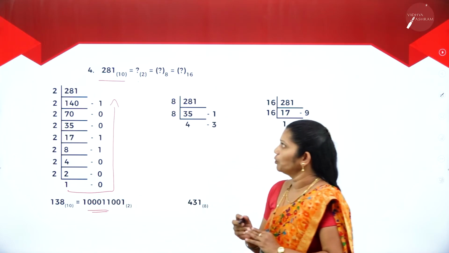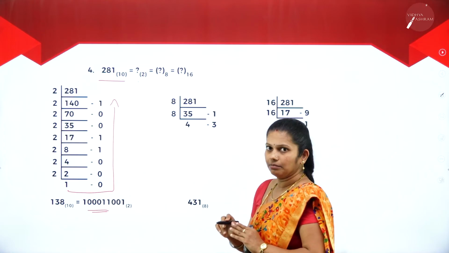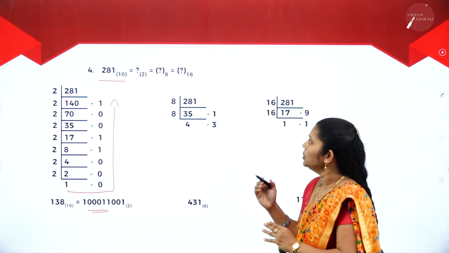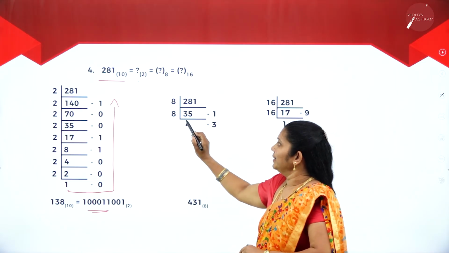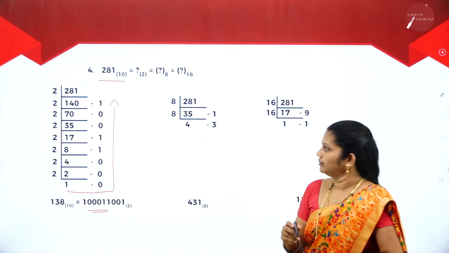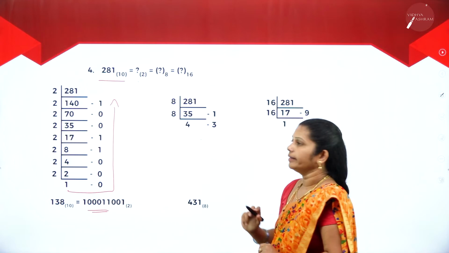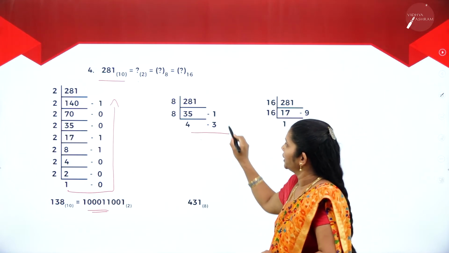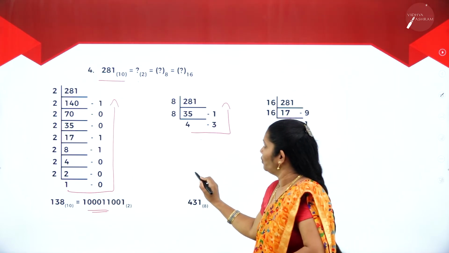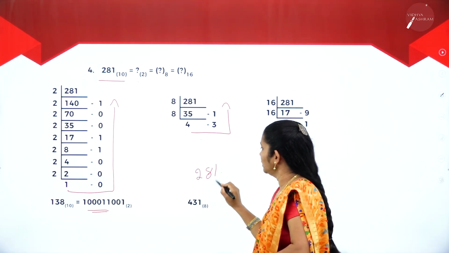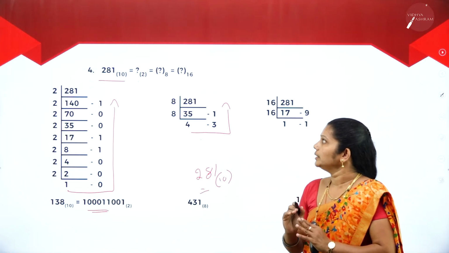In the same way, we have one more conversion for that 281. That's a decimal number. We want to convert this into an octal number. Then once again divide that 281 by 8. Then 35 is the quotient, note the remainder is 1. Then divide this 35 by 8. Then 4 is the quotient, remainder is 3. Then the result you have to write is 431. For the decimal number 281, the resultant octal number is 431.